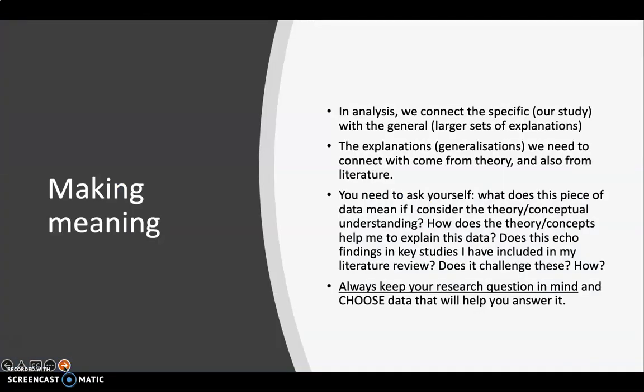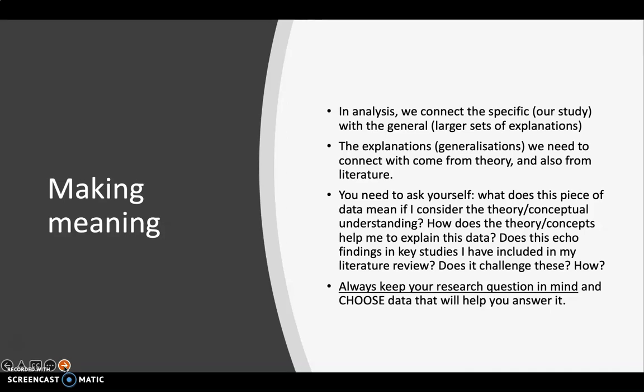So in closing then, what we're doing in analysis is connecting the specific with the general. The specific is your study, the general is larger sets, agreed upon sets, common sets of understandings or explanations that exist in your field. And you will have accessed those through your literature review in the beginning of the process of your study. So these explanations come from theory and from literature potentially, right? So you need to be asking yourself all the time as you're doing your analytical work, what does this mean if I consider the theory or my conceptual understandings or the field's conceptual understandings of this problem that I'm looking at? How does it help me to explain these data in my study?